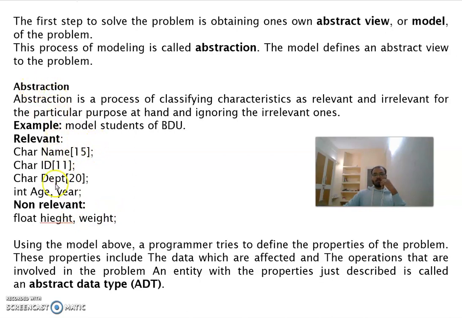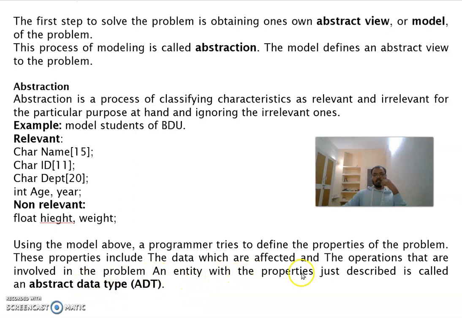So this is our abstraction, and non-relevant ones are height and weight. It's not mandatory to write them in our program. The relevant, mandatory ones are name, ID, department, age, year, something like this. Using this model above, a program tries to define the properties of the problem. We are trying to define the properties, and the steps we want to take to solve this problem: the data which are affected and the operations involved in the problem.